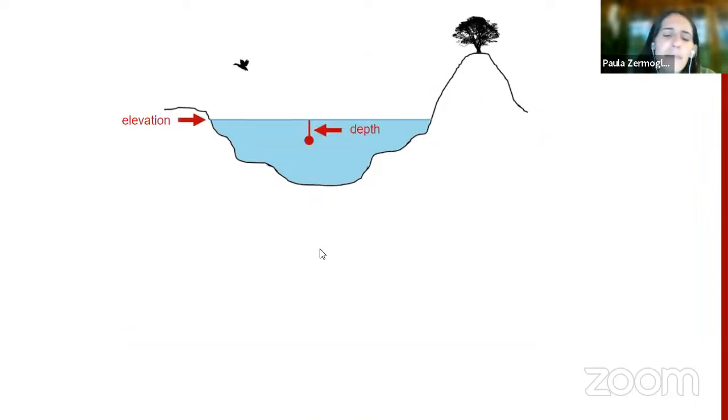And we're going to see a couple more examples. If we are catching some fish in the middle of a lake, again, the elevation will be the elevation of the surface of the lake, which is our reference, and the depth will be the distance below that surface, which is always positive. Remember that depth is always positive.